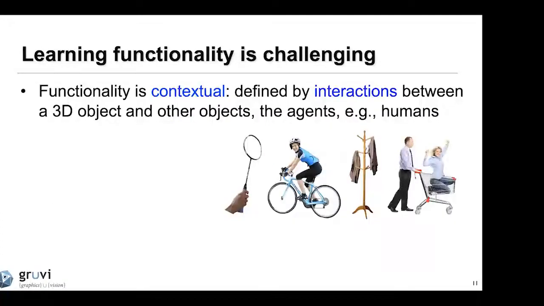Although this talk is not going to be about functionality, I'm going to spend a few slides on this very topic because I think it's very important. Learning functionality is challenging because functionality is contextual. It is not sufficient just to take an object and try to learn its functionality. You need to see the usage scenario, and that usage scenario is provided by some kind of interaction between the object in question and other objects. For example, the agents could be a human hand holding a badminton racket, or humans riding a bicycle, or other objects like the coat hanger interacting with this cloth.